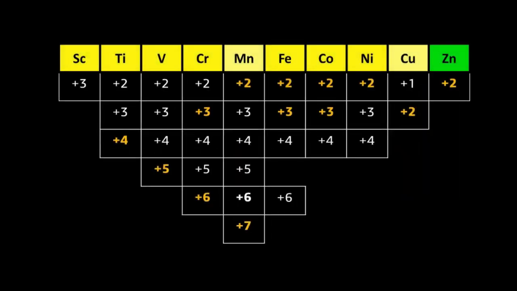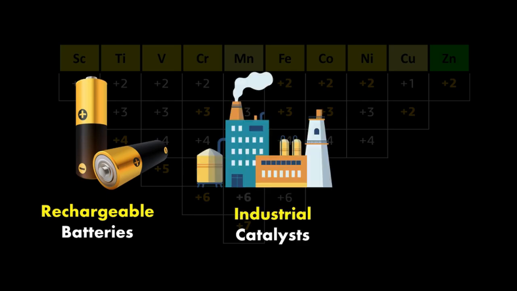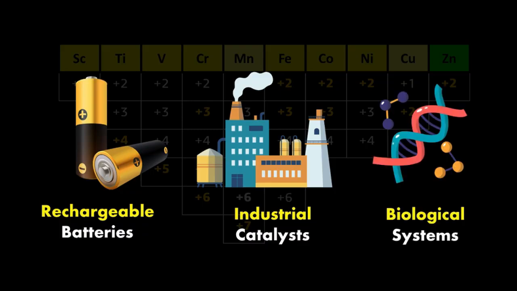Now because the d metals can access a wide variety of oxidation states, they play an important role in making many interesting things like rechargeable batteries. They are also very important industrial catalysts, and they play subtle but very important roles inside biological systems.